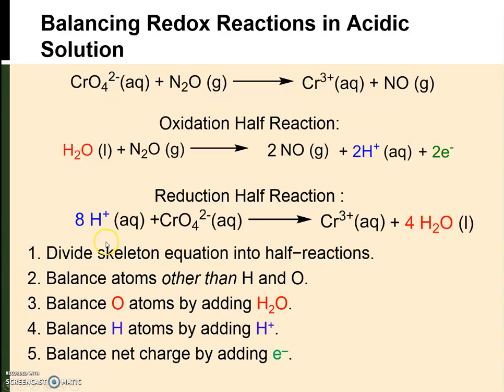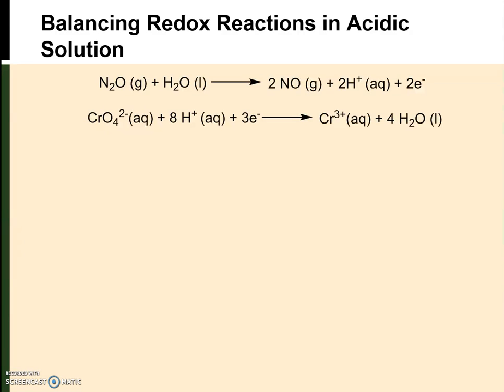Now in the reduction half reaction, in the reactants we have 8 protons, but then we have 1 chromate ion, so the overall charge is 6+. In the products, we have a chromium 3+ ion and a neutral molecule, so the charge overall is 3+. So now we want to balance it so that the charge on both sides of the equation is 3+, and so we would do this by adding 3 electrons to the reactants.